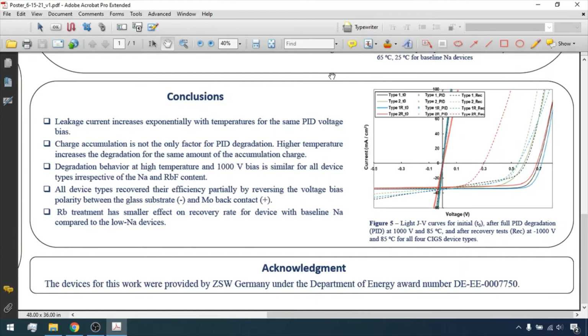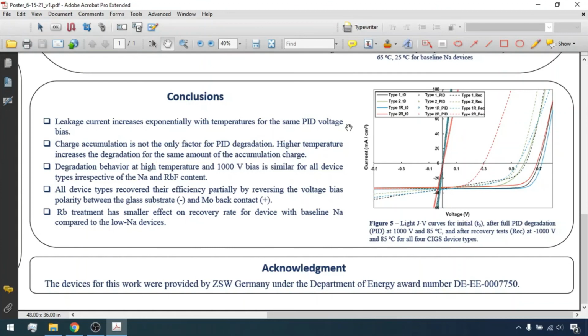In conclusion, we observed that the leakage current increased exponentially with temperature for the same PID voltage between the glass substrate and molybdenum back contact. Charge accumulation is not the only factor for the PID degradation, and higher temperature increased the degradation for the same amount of charge accumulation inside the cells. Degradation behavior at higher temperature and 1000 volt bias is similar for all devices without consideration of the sodium or rubidium content inside the cells.